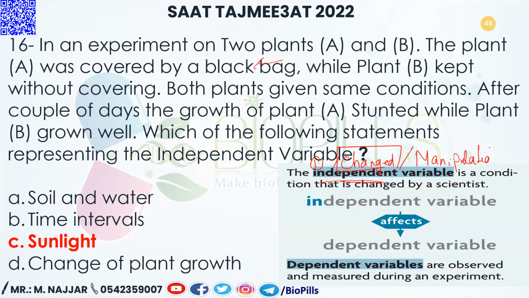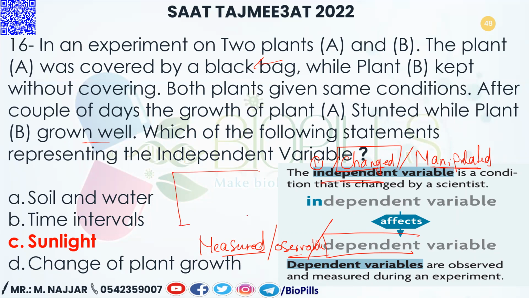Manipulated variable. The second one, in this case, the plant growth, is the dependent variable. We can name it as the observed or the measured, or the observable. And all of the remaining variables will be kept constant because they are known as controlled variables.